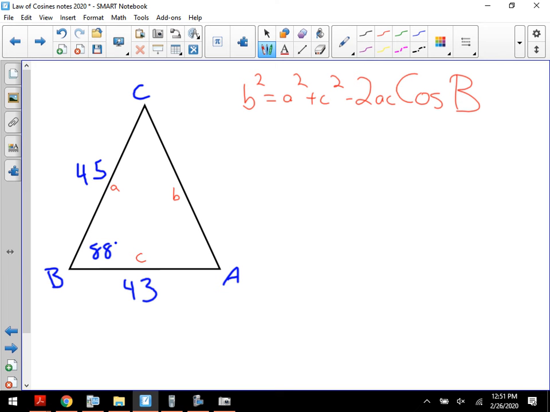All right. So now, what value don't you know in that whole string? The only one in this whole thing you don't know is little b. So what's A, according to our diagram? 45. So I would write out b squared is 45 squared plus little c, 43 squared, minus 2 times 45 times 43 cosine. Get in the habit of using parentheses for the multiply part here. It helps keep things really clean as you type it in. And the angle we have is 88.